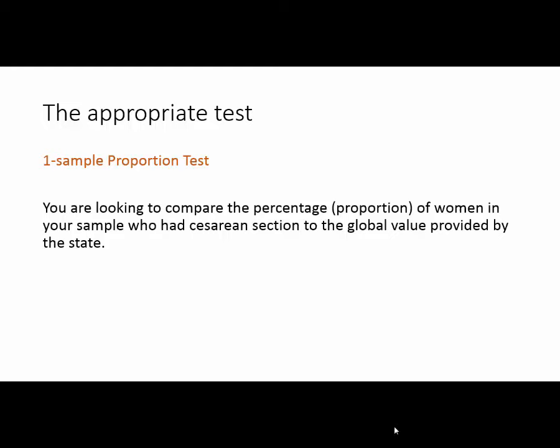Hopefully you said a one sample proportion test. You're looking to compare the percentage or the proportion of women in your sample who had a cesarean section to the 21.6% value that was provided to you by the state.